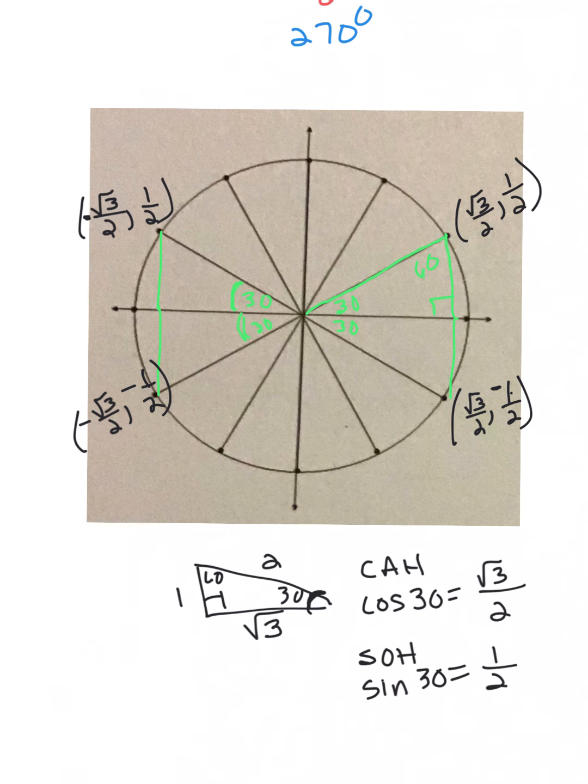Now, the other thing I want you to notice about this is that if we folded this circle on the y-axis, this dot would line up with this dot because of symmetry. This dot would line up with this dot. So that's another way to help you remember what the coordinates are. They are going to be the same. You just have to be careful to pay attention to signs based on what quadrant the point is in.